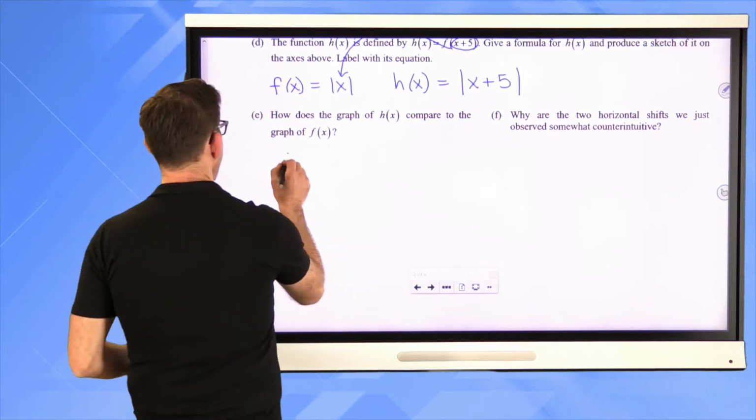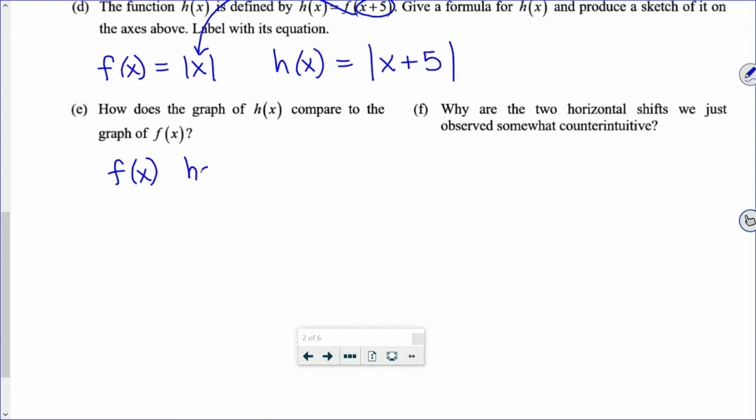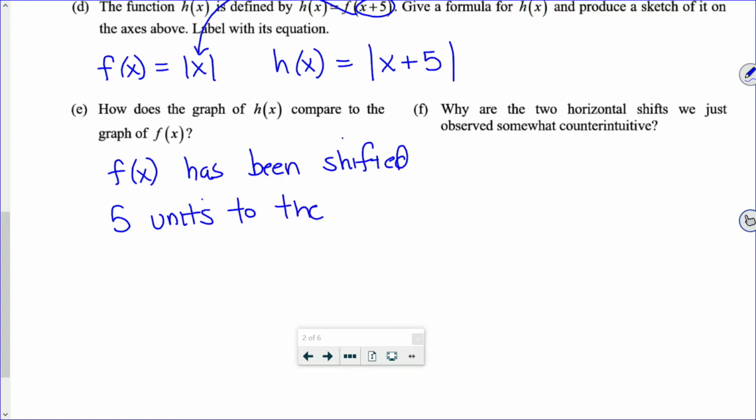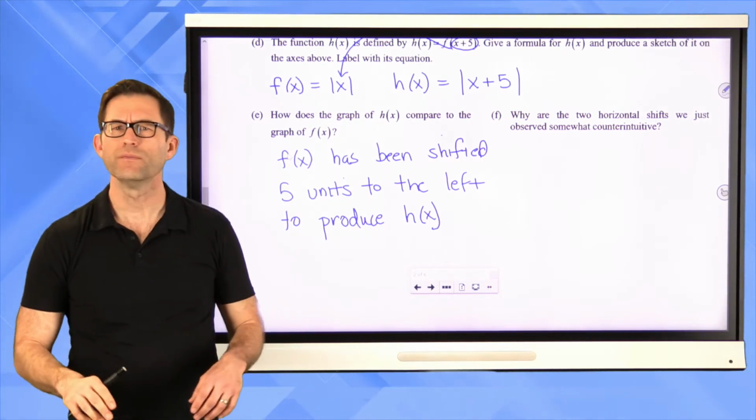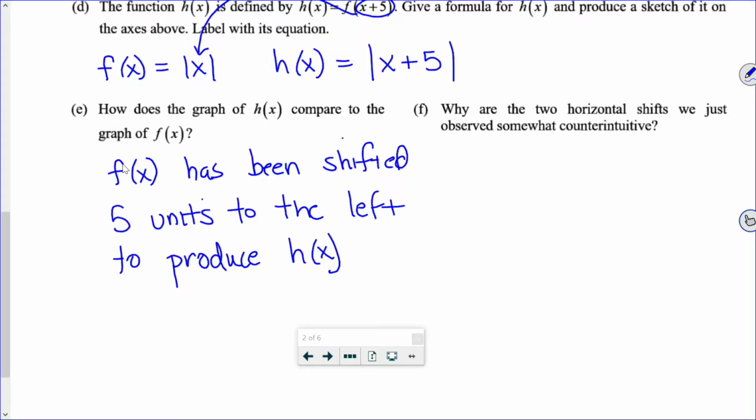Well, now f of x has been shifted 5 units to the left to produce h of x. All right. So let's take a look at letter F. Why are the two horizontal shifts we just observed somewhat counterintuitive?